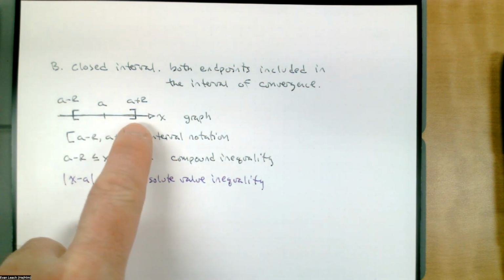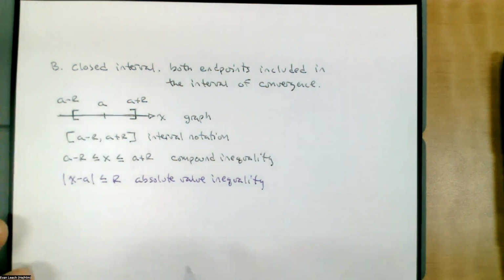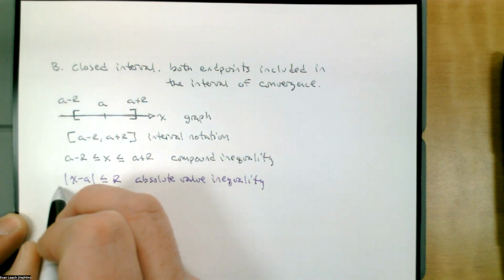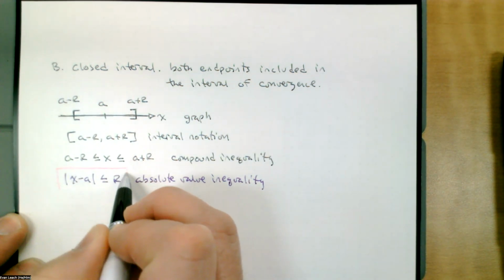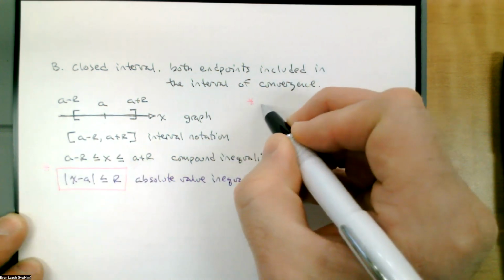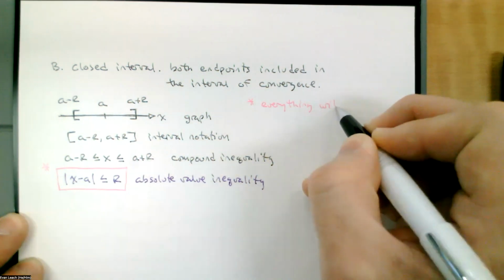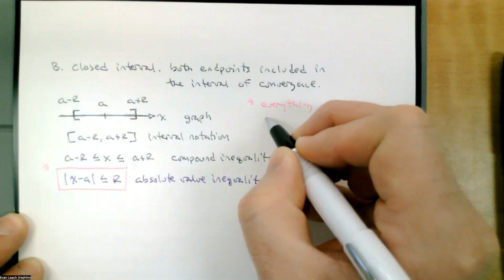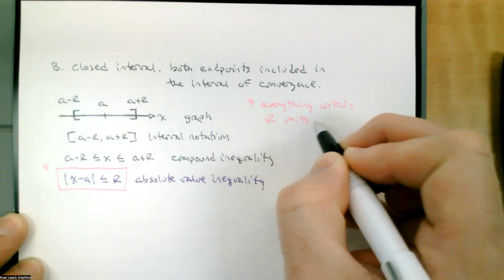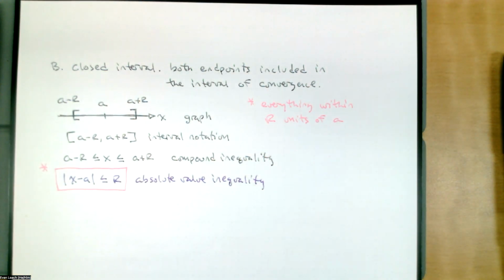Here's a in the middle, everything R units above and R units below. So when we see absolute value of x minus a less than or equal to R, we read this as everything within R units of a. It labels a as the middle and R, the distance we go away from the middle on both sides.